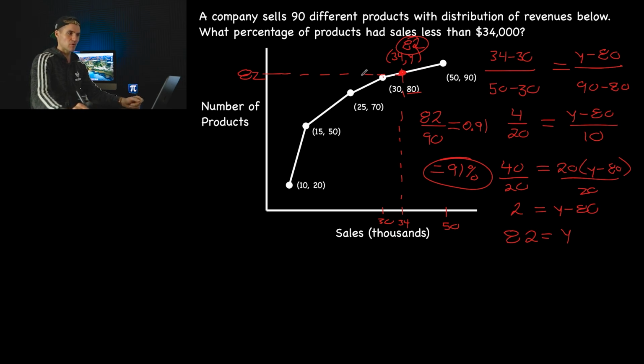But yeah, so 91% of the products, or 82 of the 90 products, gave us that 34,000 in sales, and then that last 8 products from 82 to 90 is going to give us the sales from 34 to 50, going to give us that last 16,000 in sales.